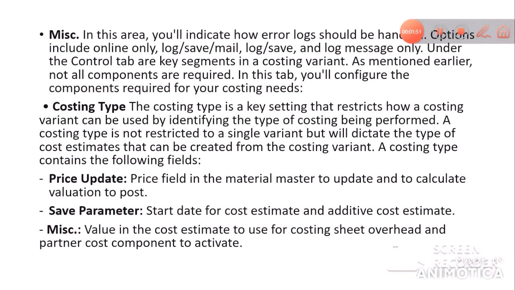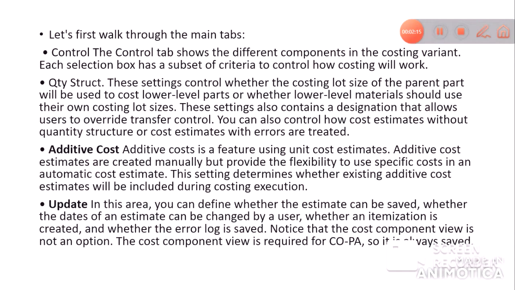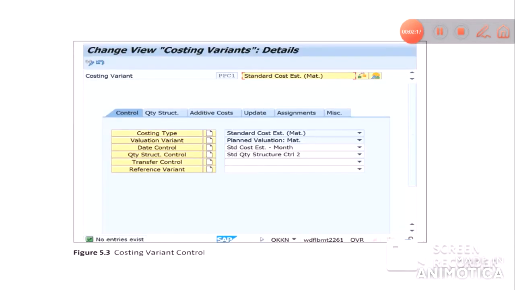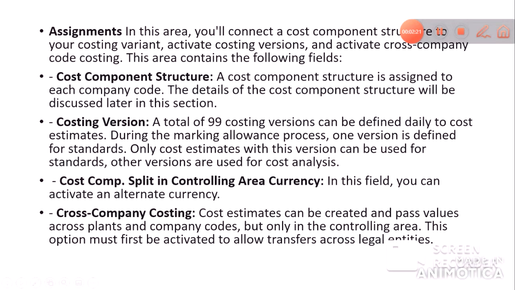Under the control tab are key segments in a costing variant. As mentioned earlier, not all components are required. In this tab, you will configure the components required for your costing needs. Costing type. So here this is the one we are discussing.